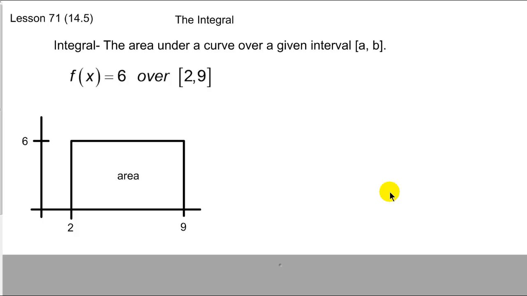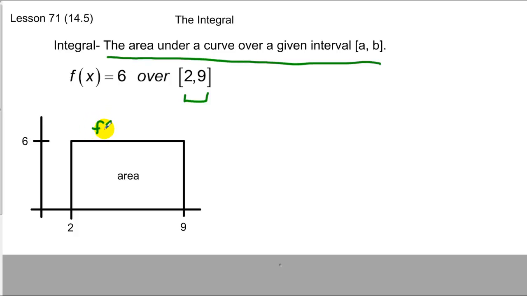So we're going to move from conversation about the derivative to conversation about the integral. The integral is basically defined as the area of the space under the curve over a given interval a to b. So in this case, I have a curve of f of x equals 6, or a horizontal line, over the interval from 2 to 9. So I've drawn that here.